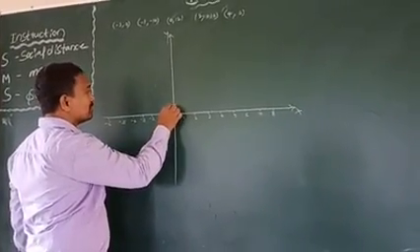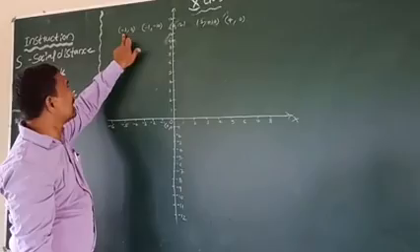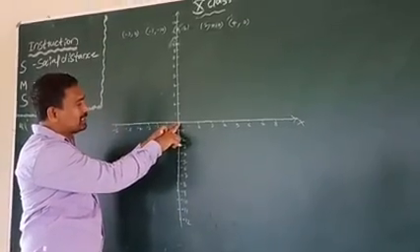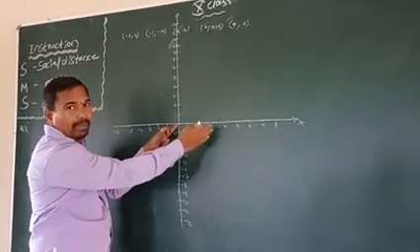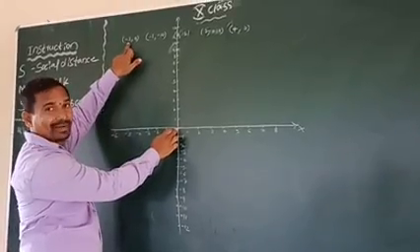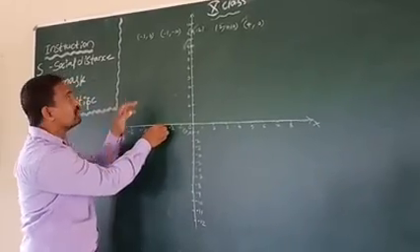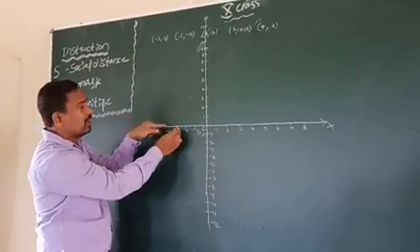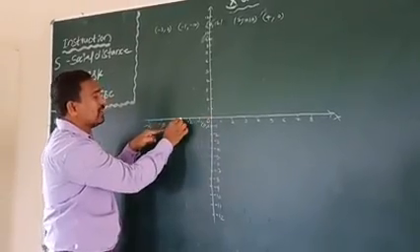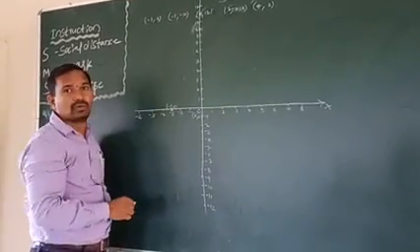Let us plot these points. What is minus 3 comma 0? Where is x value minus 3? From this origin, right side x values are positive, left side negative. So this is x value 0. Here it is minus 3, so move left 3 units: 1, 2, 3. Here x value is minus 3. What is the y value? 0. This is minus 3 comma 0.